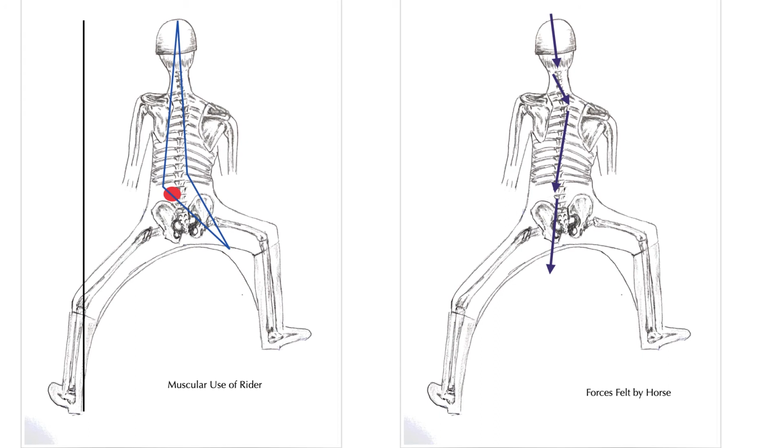So the diagram on the right with the arrows are the lines of force in this use of our body, which is an imbalance, but we feel counterbalanced.